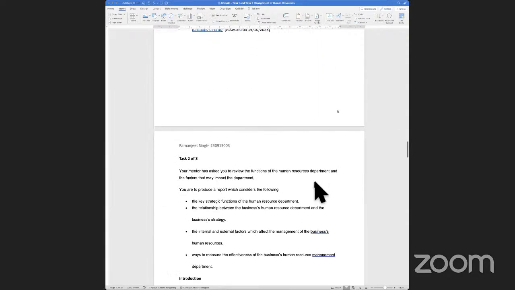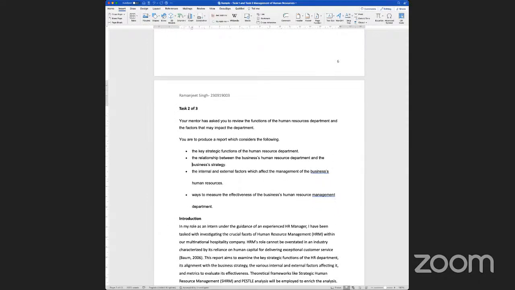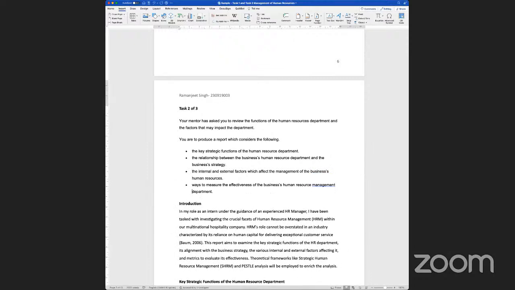Okay, now let's go to task 2. Now, task 2 is looking at building on what you've essentially already done. But because task 2 has 3 different assessment criteria, which are LO2, LO3, and LO4, and is looking at a couple of assessment criteria, here again, the word limit mentioned is 1500.